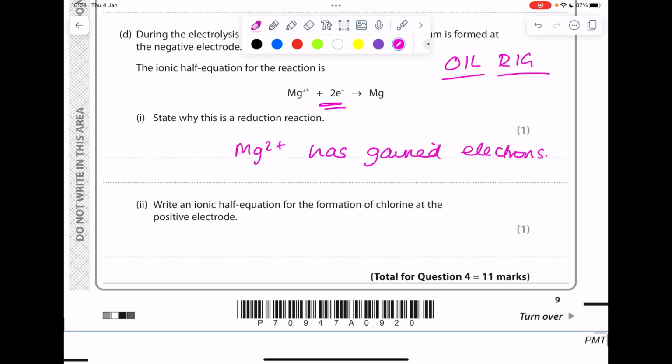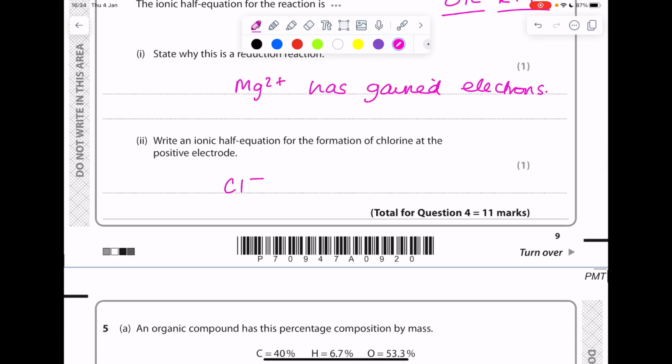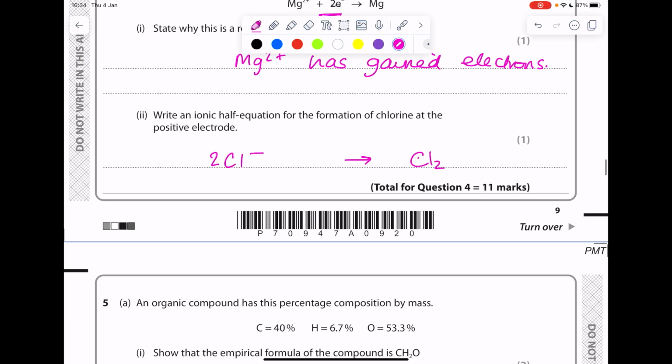Write an ionic half equation for the formation of chlorine at the positive electrode. So we have Cl- having to form diatomic Cl2. So make sure you get that balanced first of all. And then in order to do that, it needs to lose 2 electrons. So you can write it like that. Or, and you'll probably see it more written like this on the mark scheme, both is fine. You can write it like that.